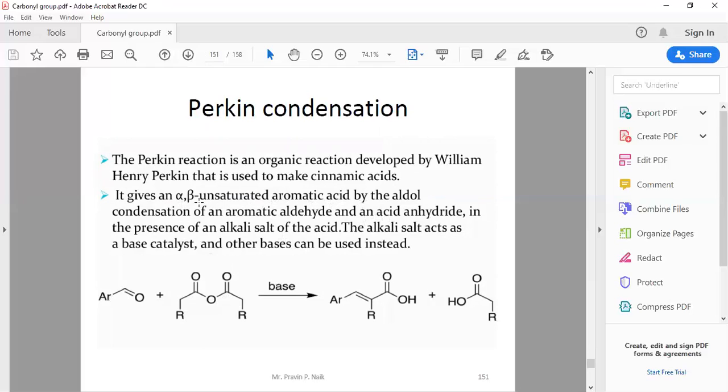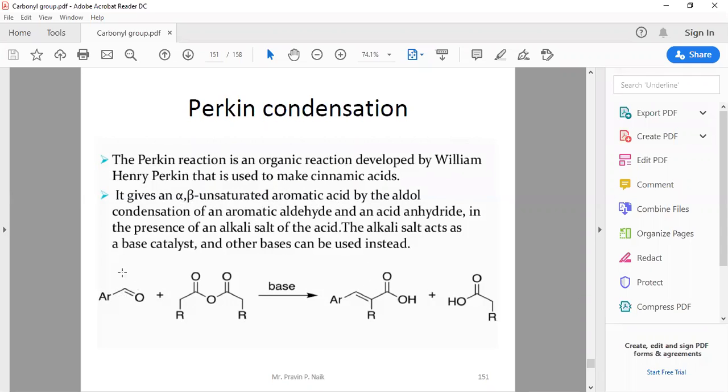So what it forms is an alpha beta unsaturated aromatic acid. You can see here this is your acid part, this is the aromatic ring, and this is the alpha carbon. So alpha carbon and beta carbon, you have unsaturation, and therefore the product of Perkin condensation is an alpha beta unsaturated aromatic acid.